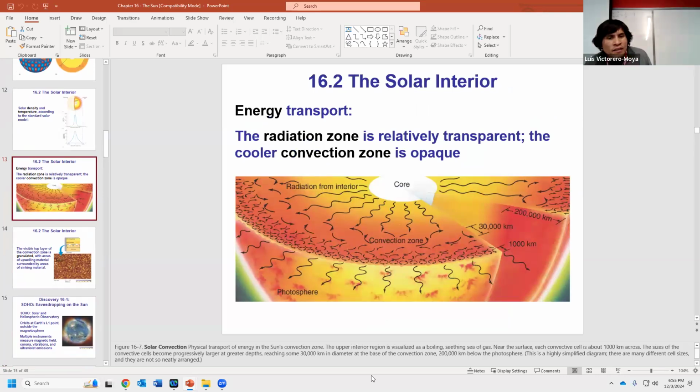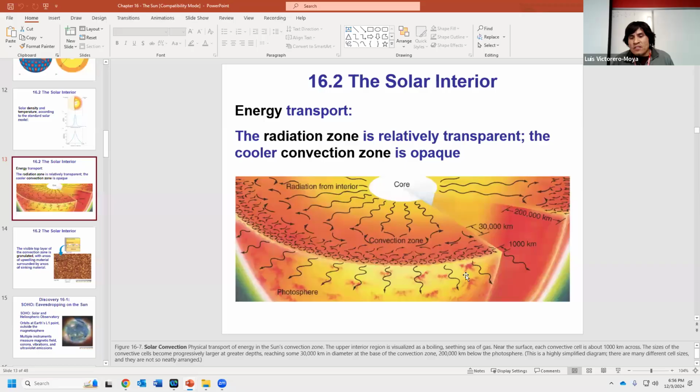Going back to the energy transport. So the radiation zone, which is outside of the core, basically electromagnetic waves like this, is kind of transparent. While the convection zone, you see the convection cycles in that, is actually opaque.